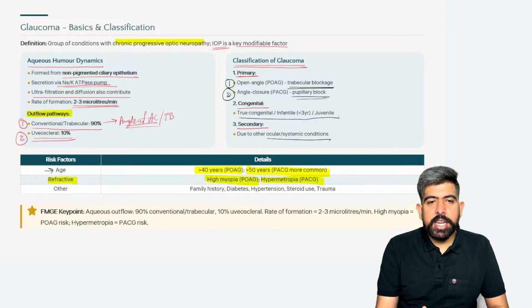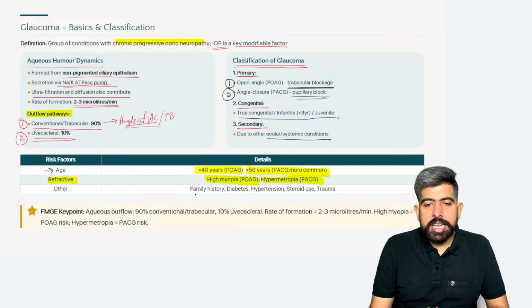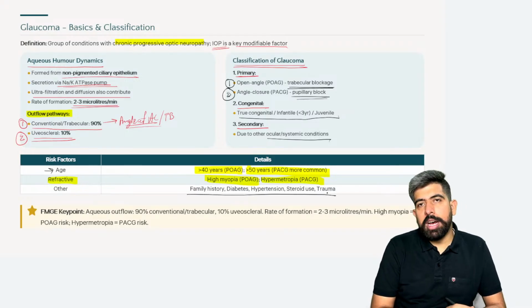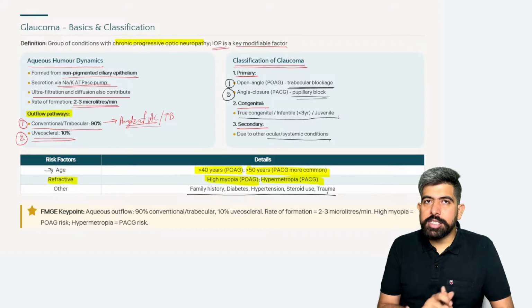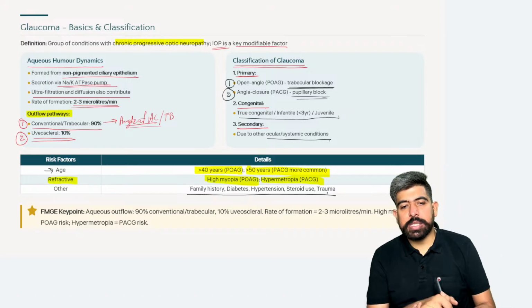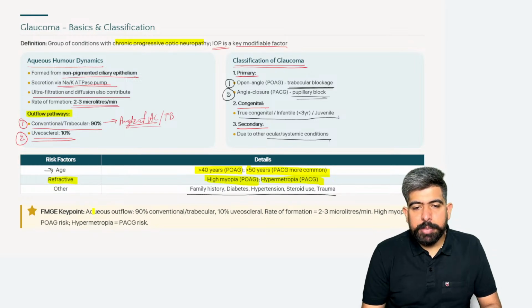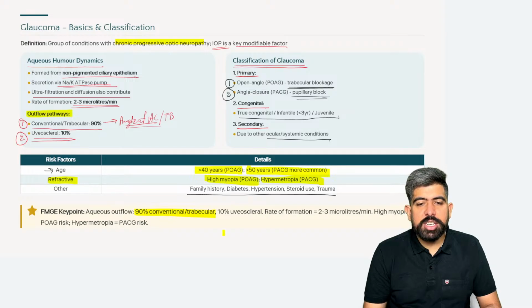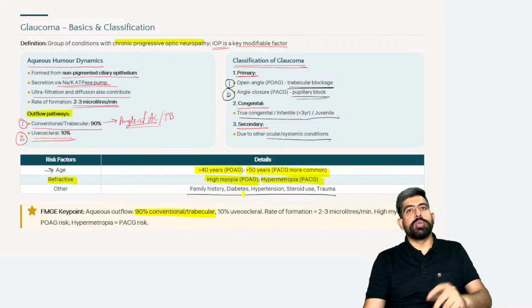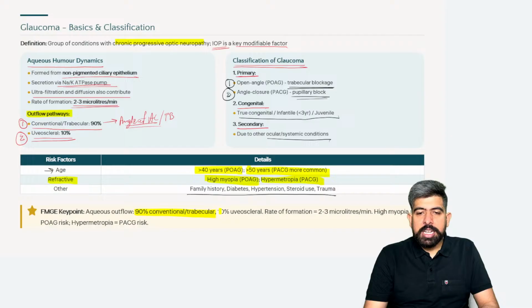The other risk factors are family history, diabetes, hypertension, steroid use, trauma. These are the miscellaneous risk factors. If we talk about the FMG key point, very important, please remember the aqueous outflow: 90% is through the conventional pathway, or we can say the trabecular meshwork. The rest 10% is by the uveoscleral.